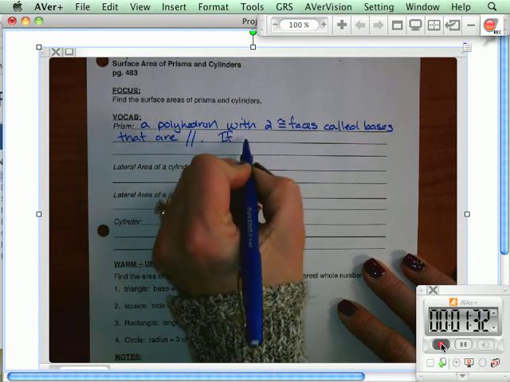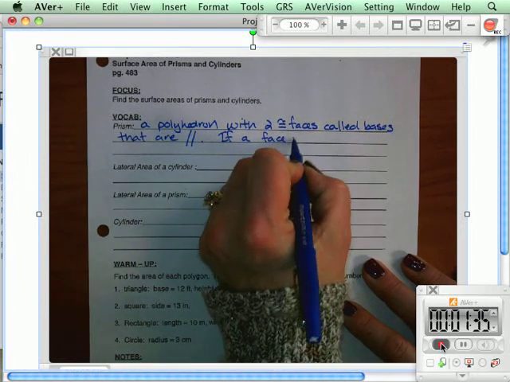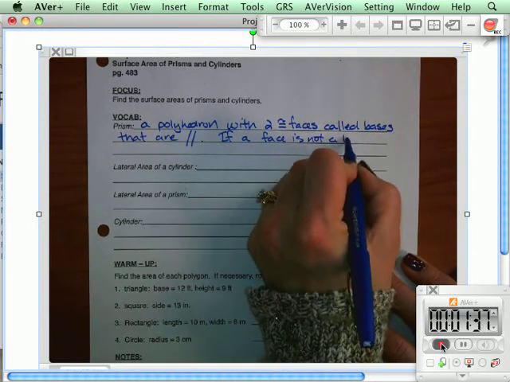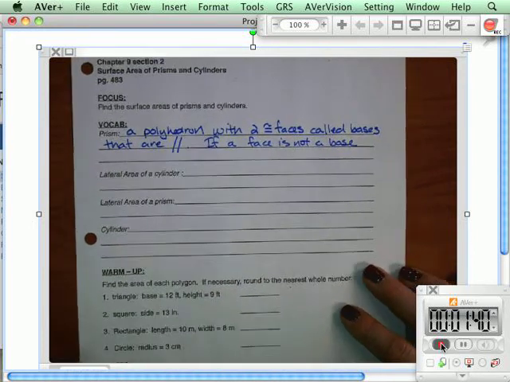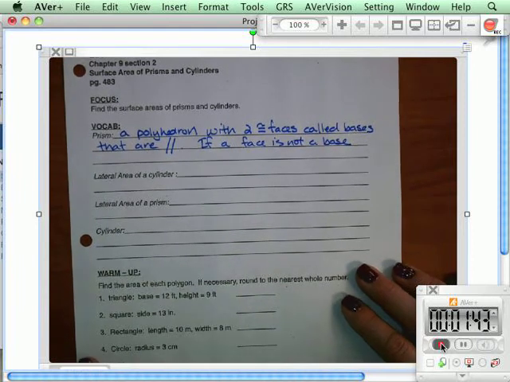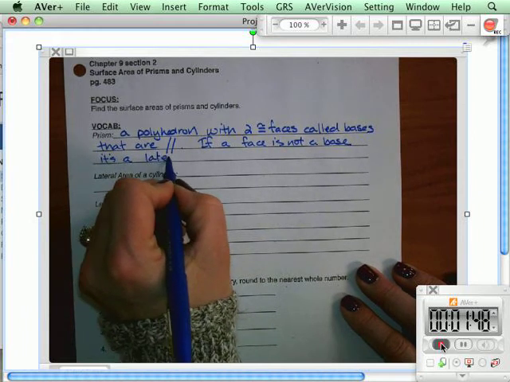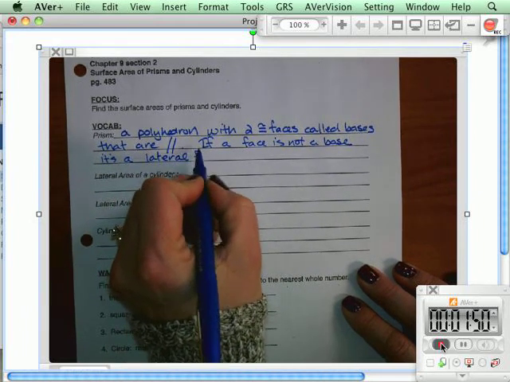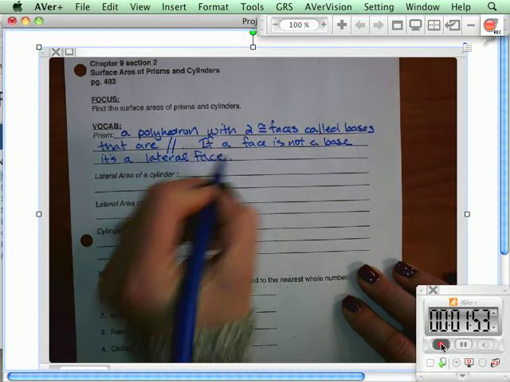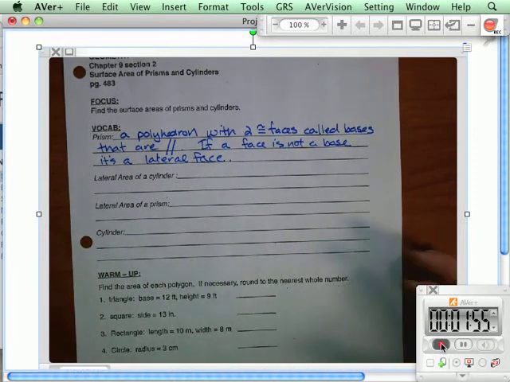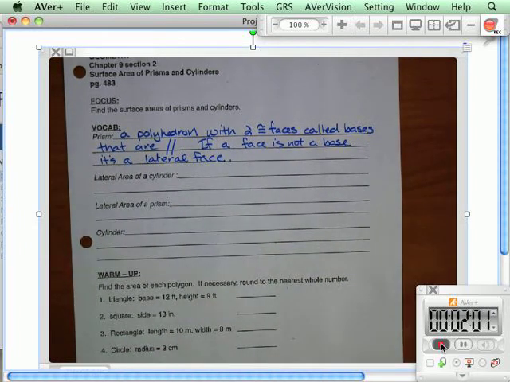If a face is not a base, woof, I rhymed. If a face is not a base, this is like a Dr. Seuss riddle. It's a lateral face. Let's talk about that. So these are the bases, right? You see that? These are the bases on the end here, this triangle. That means that these things are the lateral faces. They make up the sides, so to speak.